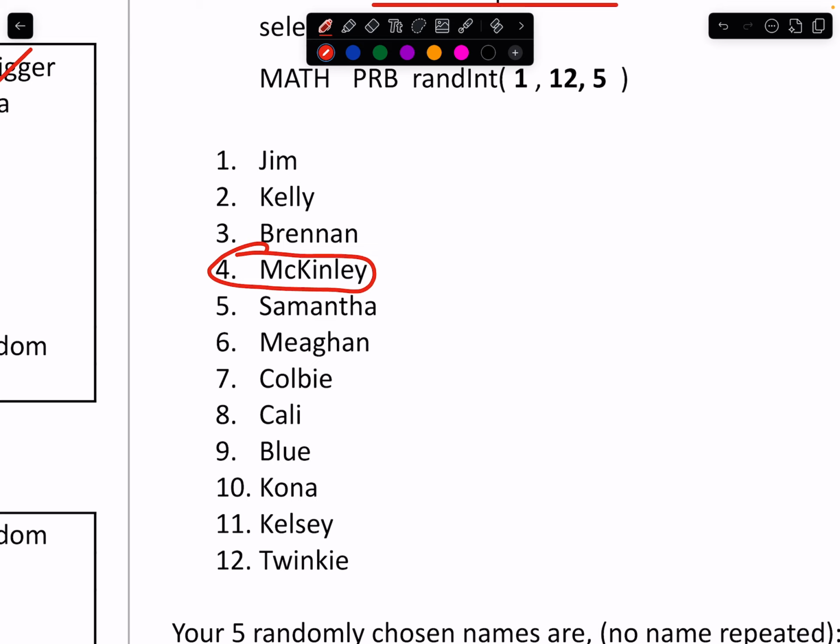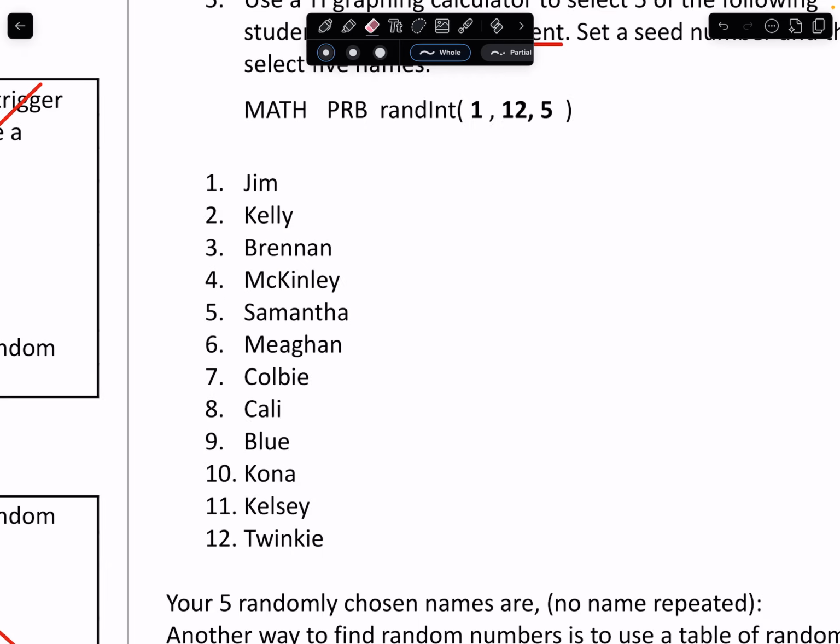So without replacement just means once I select McKinley, he is out. His paper gets pulled out of the hat. I'm no longer worried about him. Now I draw another one, and now it's Colby. Okay, and then Colby's out once I draw her. Okay, that's what that means. So how are we going to do this?